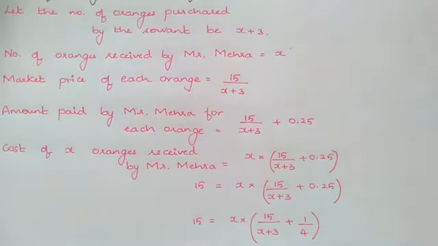Now x plus 3 and 4 are the different denominators for these two fractions here. Let's take up the cross multiplication method and make the denominators the same. So 4 will be multiplied with 15, x plus 3 will be multiplied with 1. So the common denominator will be 4 into x plus 3. Right?